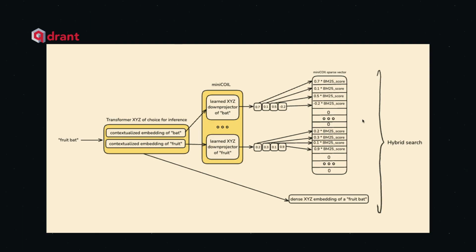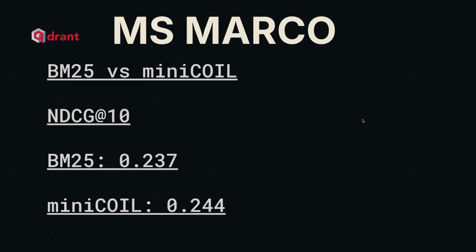We also have the dense embedding of fruit bat. So this is the inference process that you can see right here, right? This is the inference infrastructure. As a result, we can do that hybrid search thing that we love, combining the power of BM25, which we know crushes it when it's just searching words, with a little context boost so that it can get better results. And we ran this on the MS MARCO dataset.